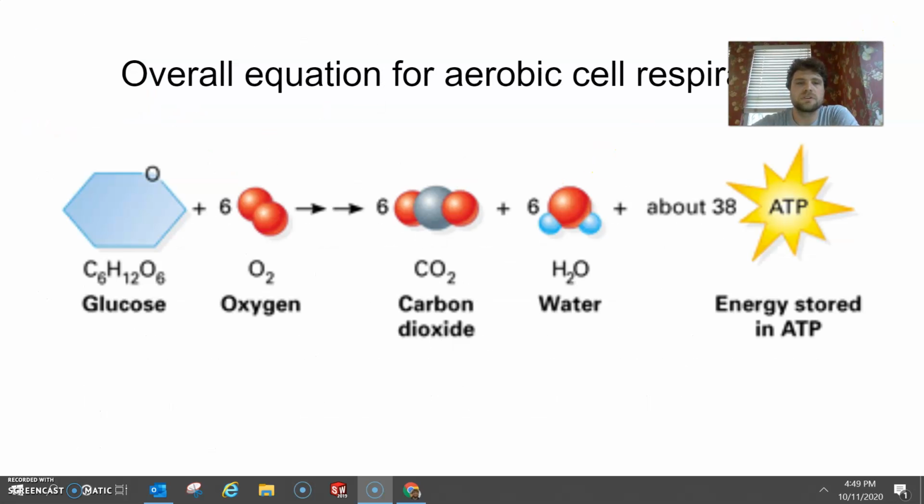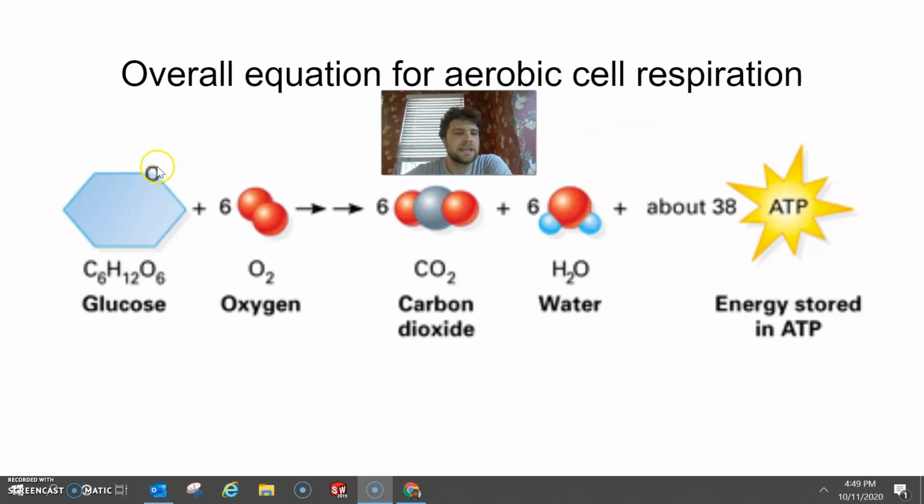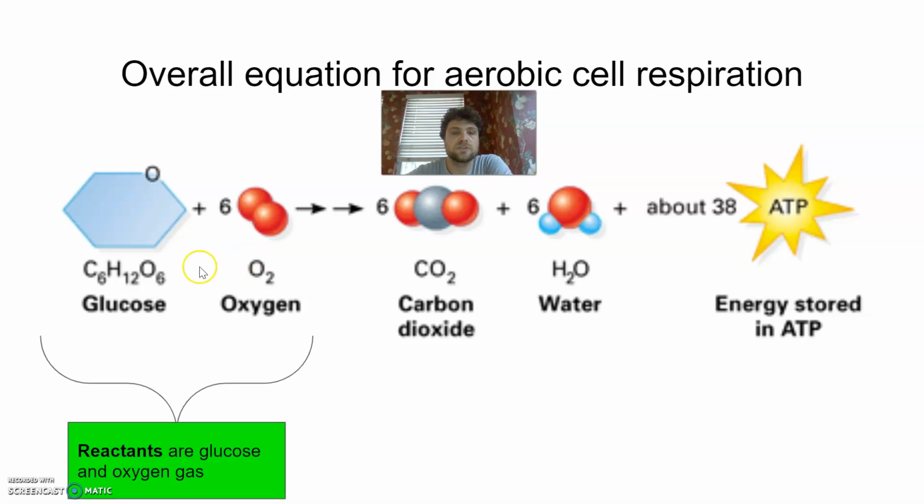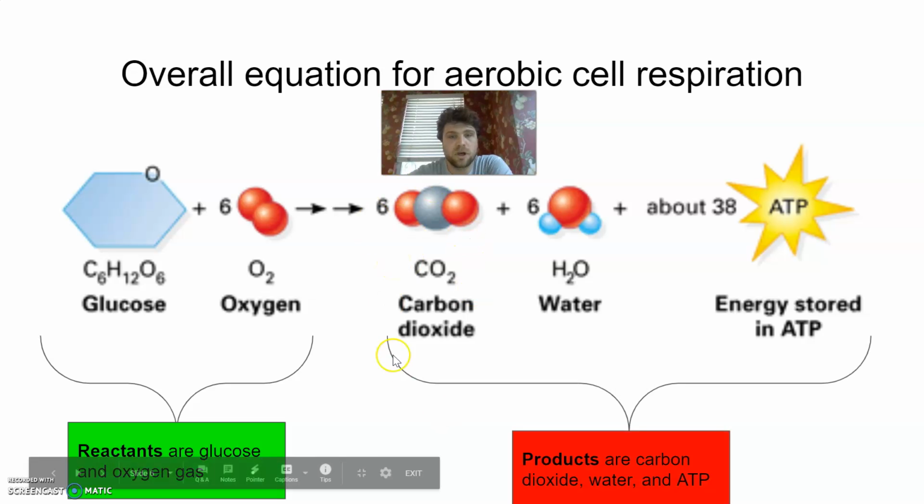Now our overall equation for cell respiration is below me. Glucose plus 6 oxygen gas. Those are the reactants, the two molecules needed for this process of aerobic cell respiration. And we go through many different reactions that we'll see an overview of in a moment to produce 6 molecules of carbon dioxide, 6 molecules of water, and about 38 of those ATP molecules. Now, I say about 38 because that number changes based on conditions in the cell and depending on the organism you're looking at.